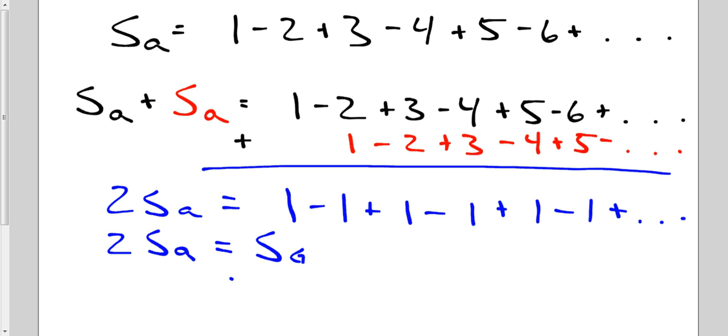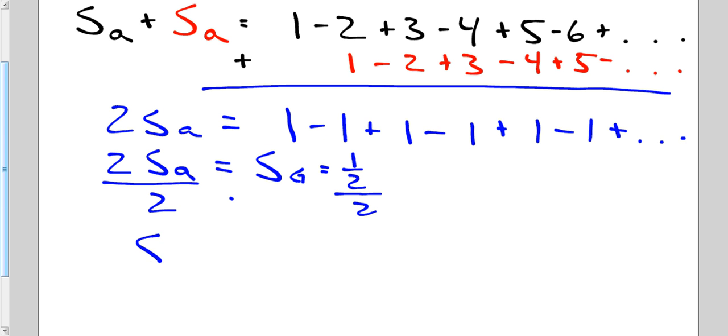And I found a value for S sub G, did I not? That equals 1/2. So now, to find what S sub A equals, divide both sides by 2. Dividing by a number, I multiply by the reciprocal, so I get 1/2 times 1/2, and S sub A equals 1/4. Put this down with a dog tag in the back of your mind, because we're going to come back to that. Right?